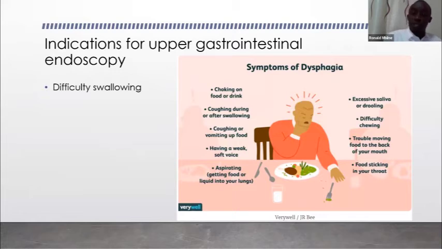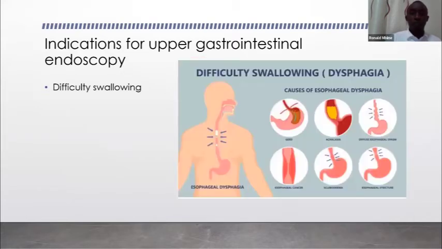Sometimes the voice may actually change. Other times they eat food, and especially when they go to sleep, the food goes back and enters their airway and they aspirate. All these we broadly classify as difficulty in swallowing. This can be some of the symptoms trying to show you that there is a problem going on, and it's one of the commonest reasons that a primary care provider might request an endoscopy.